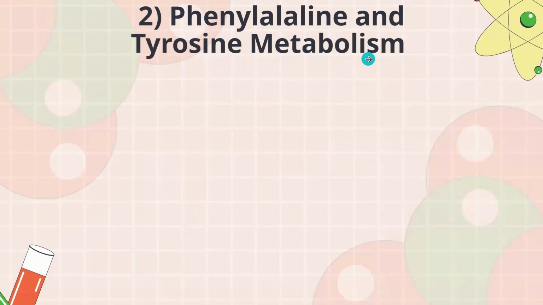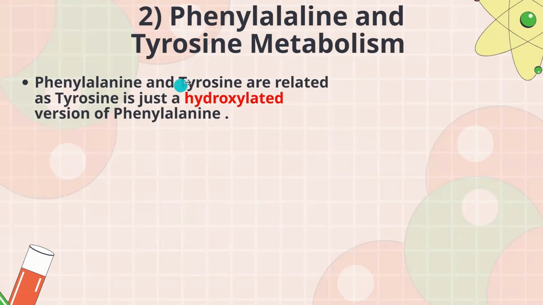So let's talk about the second thing on the checklist there, our phenylalanine and tyrosine metabolism. Okay, so in phenylalanine and tyrosine metabolism, just to understand it, tyrosine is basically a hydroxylated version of phenylalanine. Okay, so just recognize this. And apart from that, how is it converted? There's a reaction for this.